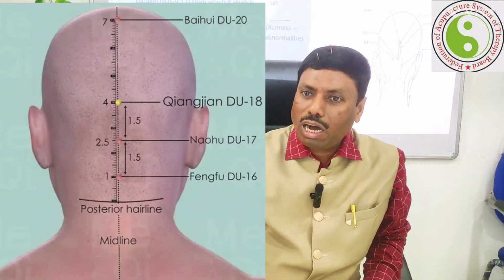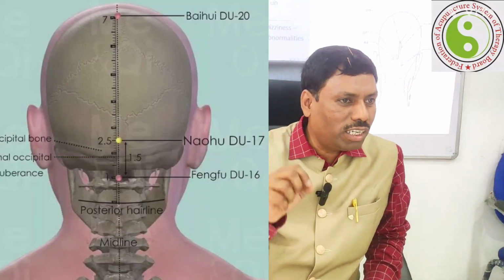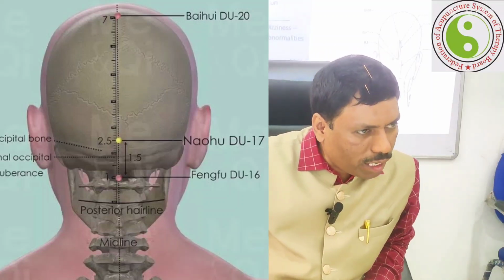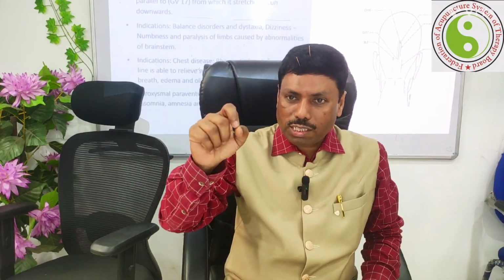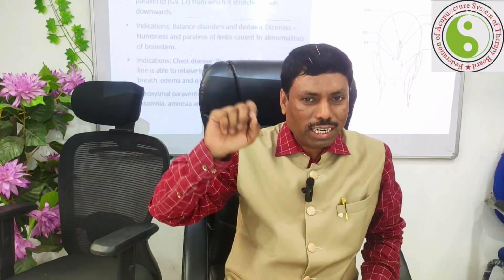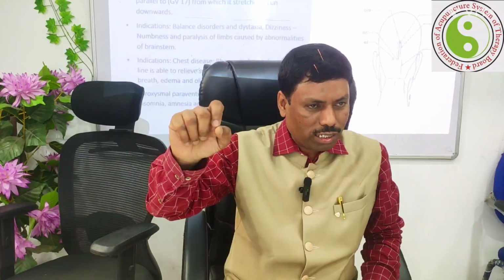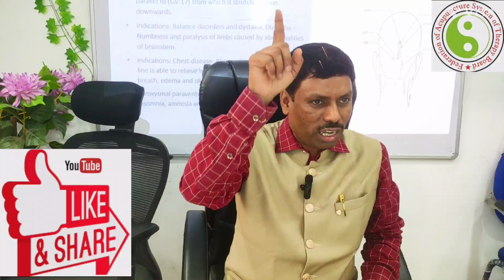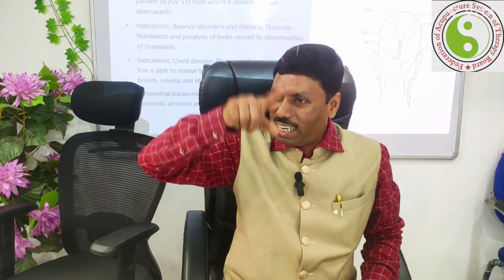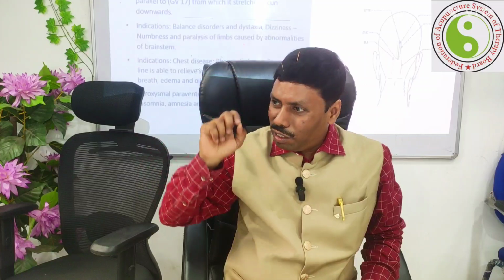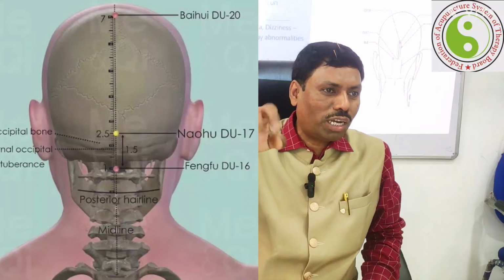That to be known as DU18 and then now who is the DU17? Where is it? So 1.5 chun proximal to the external occipital protuberance, vertically above this on the midline, that area to be known as DU17 and then DU18.